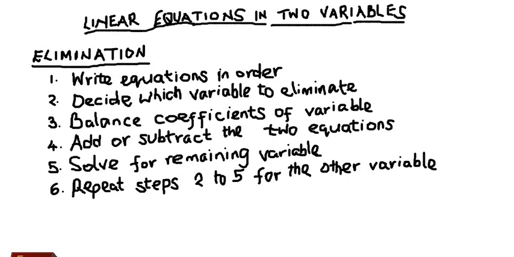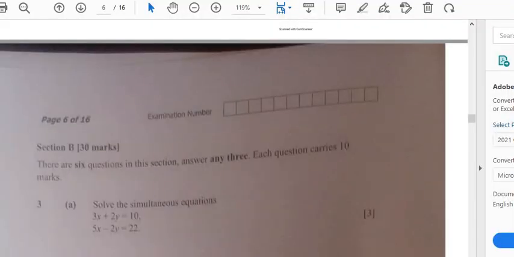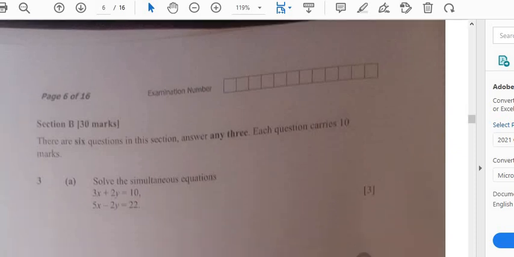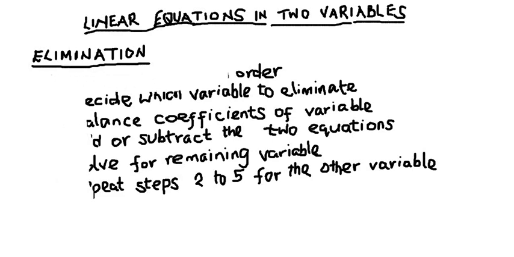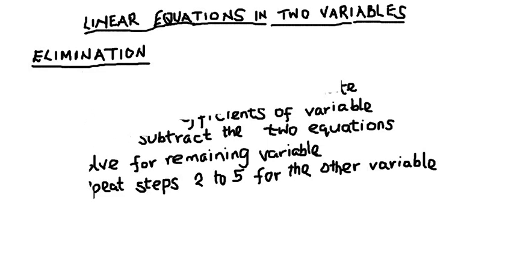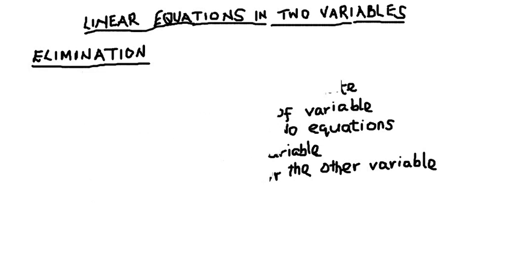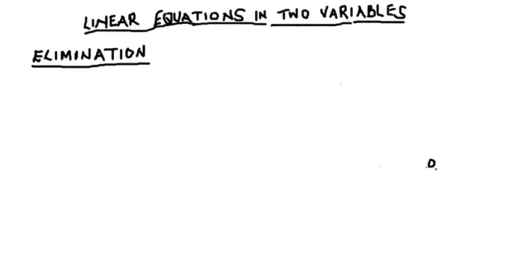So we're going to look at an example so that we see how to solve simultaneous equations by elimination method. There is a question which says solve the simultaneous equations 3x plus 2y is equal to 10 and 5x minus 2y is equal to 22. So we're going to follow these steps and solve the equations that we've been given by the elimination method.